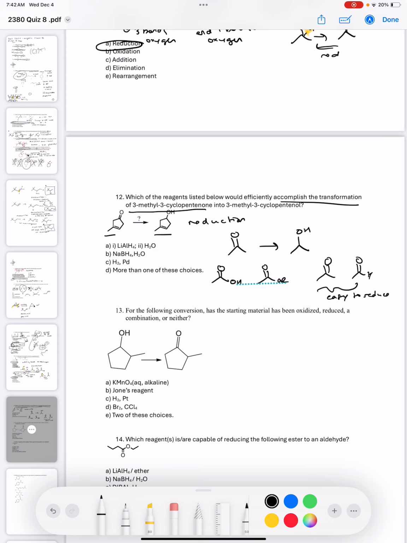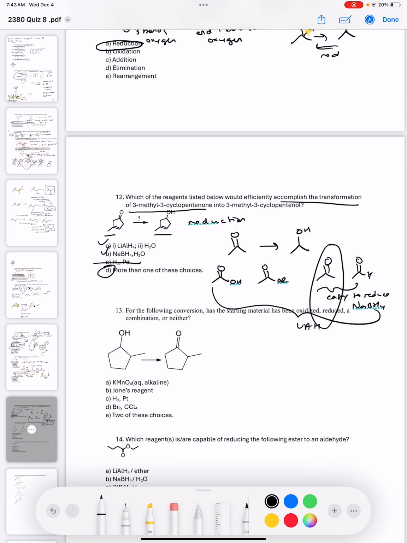These are a little bit harder. So an easy reducing agent, NaBH4, can reduce these two. LAH is a more intense reducing agent. It can reduce all of them. So LAH or NaBH4 could take this ketone to the secondary alcohol. So that's what I'm looking for. I see LAH, so that's one option. And then I see NaBH4. H2 would just get rid of the double bond, so that wouldn't work. So I think the right answer is more than one of these choices.